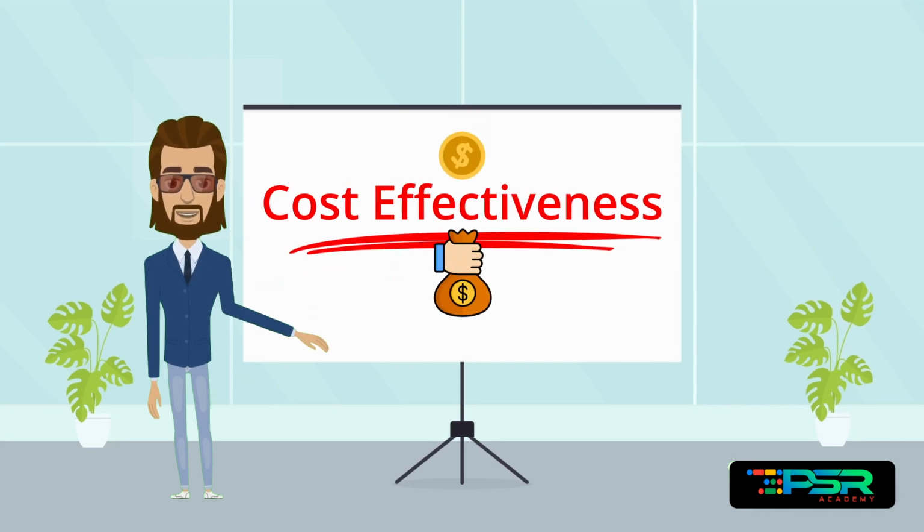And finally, good information should be cost-effective. This means the value it provides should be worth the time or money it costs to obtain it. Imagine you're buying textbooks for school. You want ones that are reasonably priced but still helpful for your studies. The same goes for information. It should be worth the resources spent to get it.